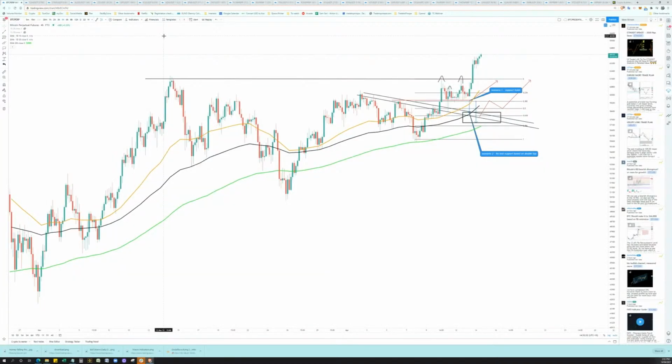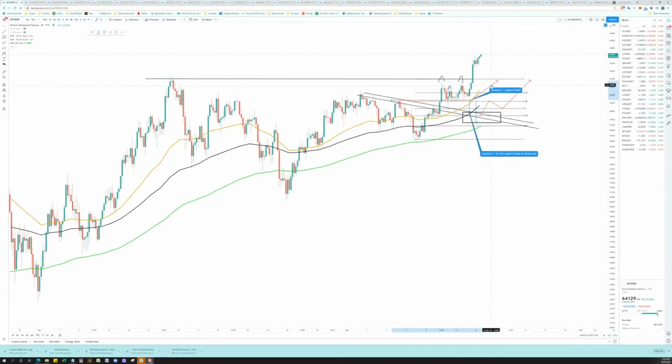That's what Bitcoin's doing at the moment. Oh, there you go. Bitcoin's still going. What's the price? $64,000. Ooh.